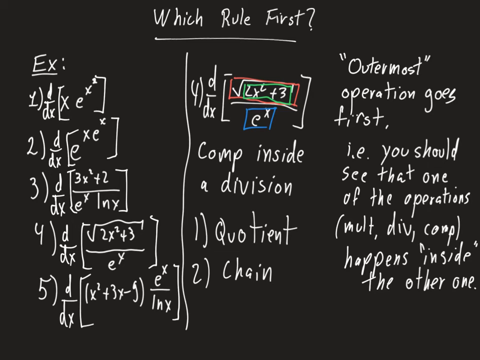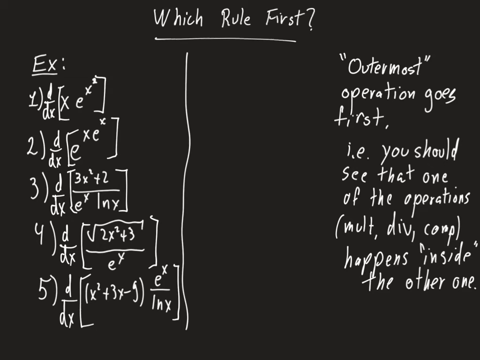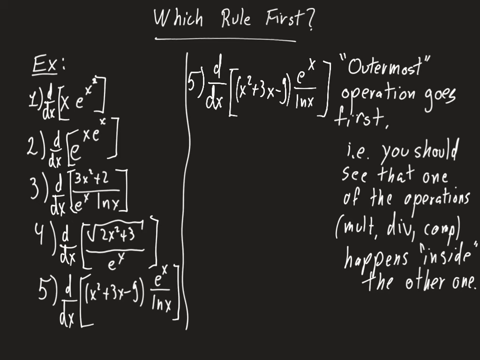Okay. Let's move on to the last example. Example number 5 that I have here is asking you to find the derivative of x squared plus 3x minus 9 times e to the x over natural log of x. Okay, if you'd like to try to figure this out on your own, feel free to pause the video.